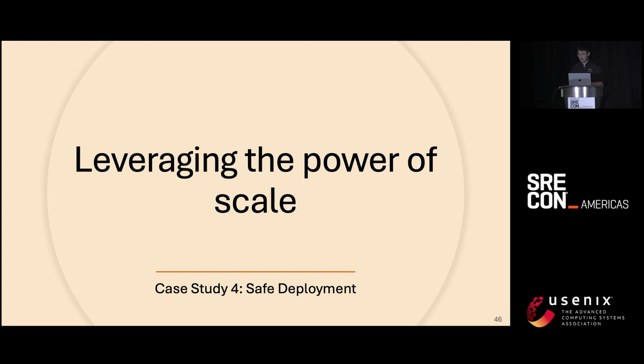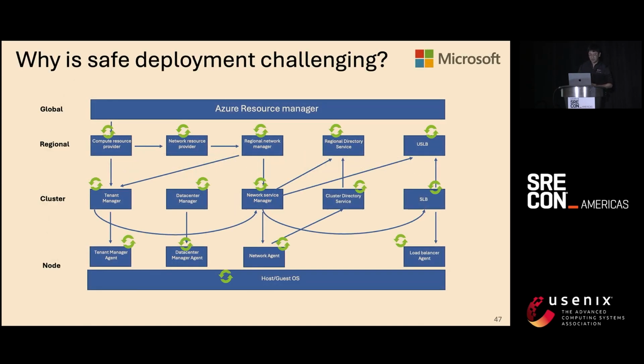Okay, the last case study I want to show is how we leverage the power of scale, using safe deployment as a case study. As an SRE or any system engineer, you definitely know that deployment is one of the most challenging works for a large scale system, because the majority of the issues in the cloud are caused by changes. No change, no problem, right?